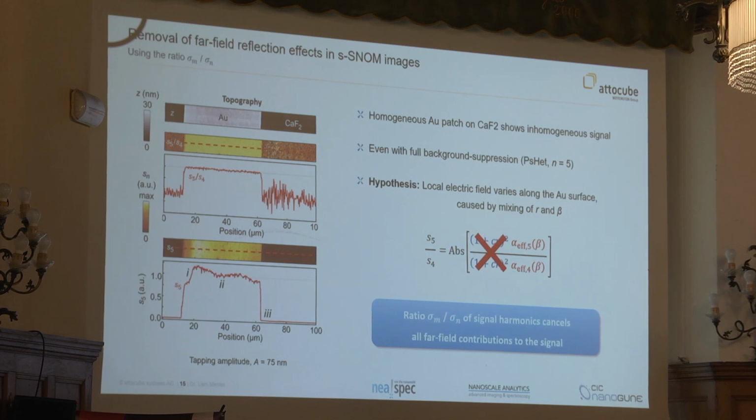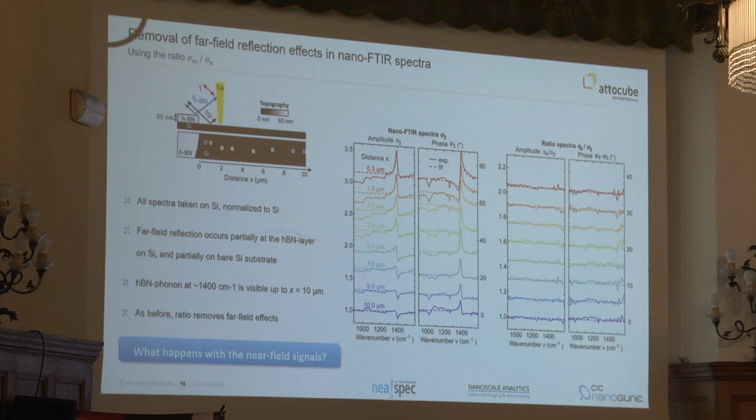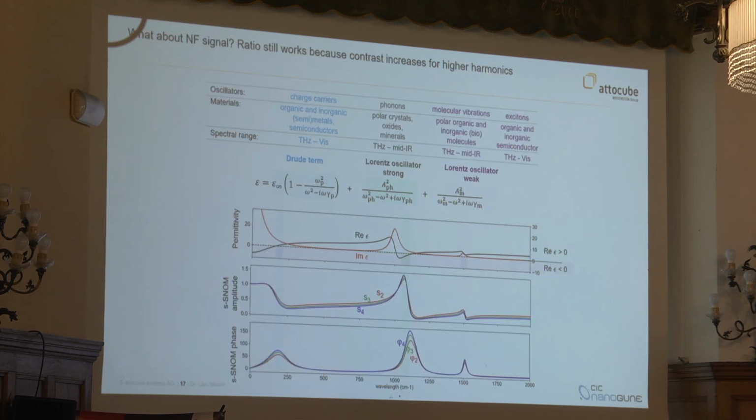So it works beautifully in images. In spectra, this is the same data as before. We can also plot the ratio of different harmonics, and this peak disappears. And also, I'm not fully sure what these small things are, but they also disappear. So this works. And now the key question is, what happens with the near-field signal? Does it also disappear or not? And for this, we had one slide, which I think wasn't shown yet, no?